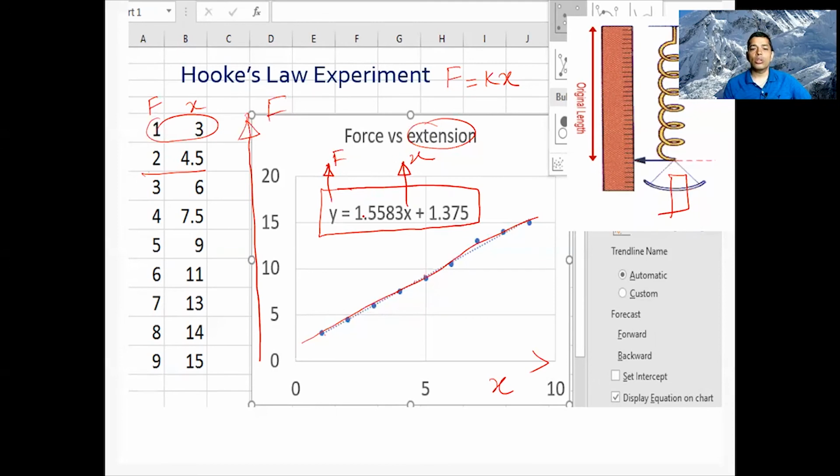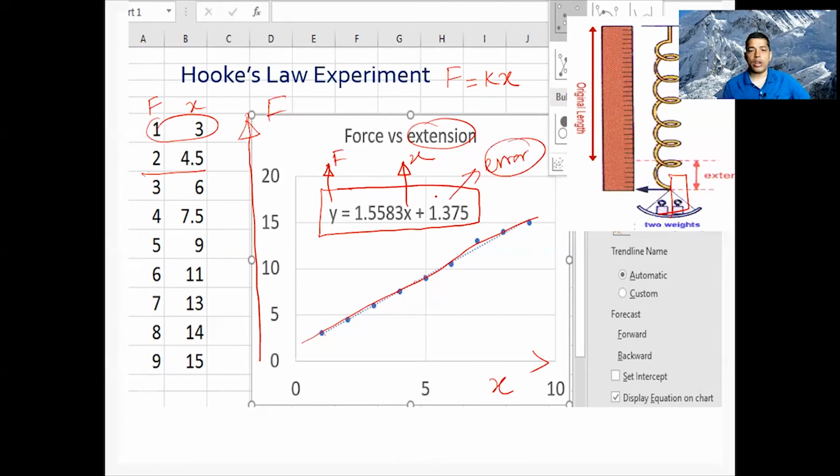Okay, so now there is no constant part here in Hooke's law, but here you got the constant part. This is kind of error, so don't worry about that error. Just keep this in mind, and this is F, this is k, this is x.